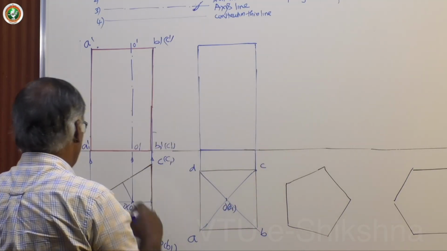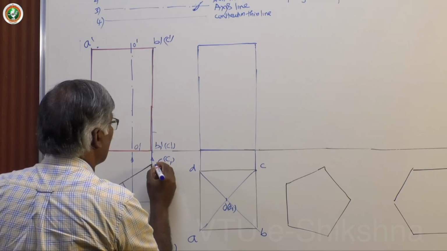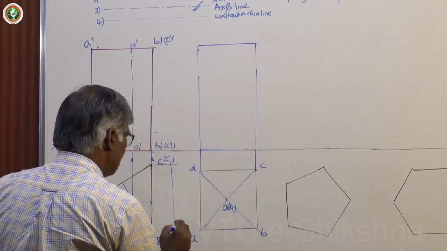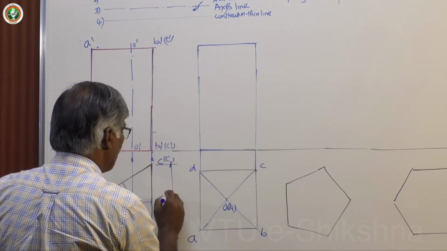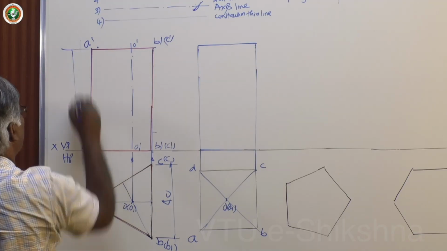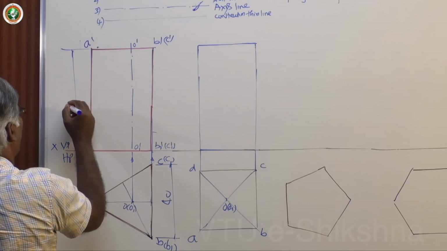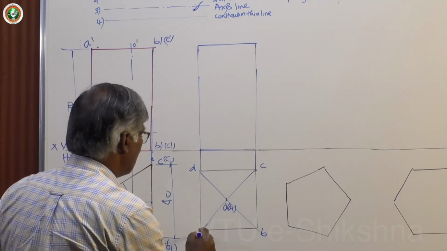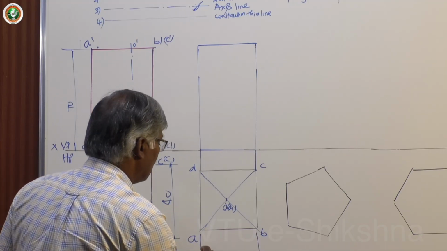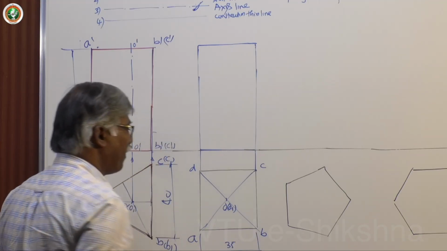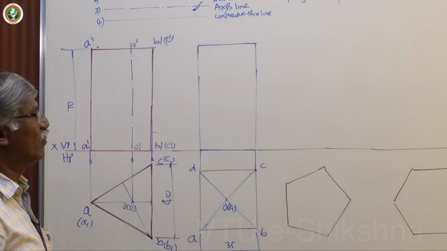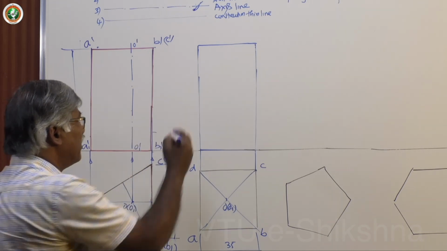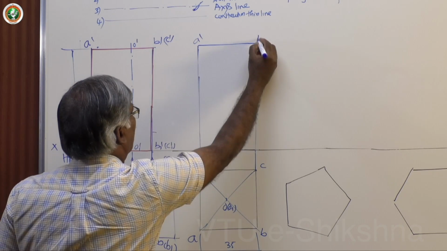Assume that height is maintained. Say this is around 40 and this is 70. Let me keep the axis same for all the solids, and this varies. Now say this is 35 and height remains same. Now this is A dash, B dash.